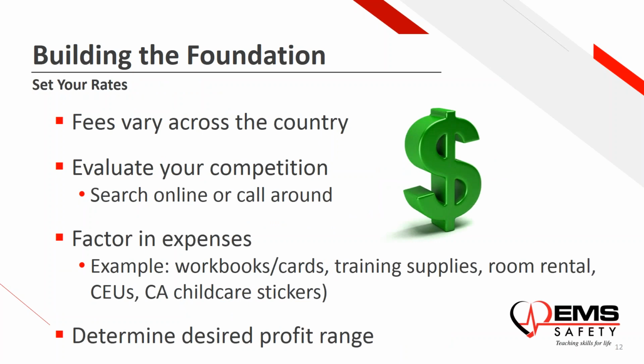All right, so let's talk about setting your rates, right? This is the big question we always get. How much do I charge my students? And unfortunately, there's not just a cut and dry answer for this. Classes across the country, the fees are going to vary. So where I'm from in Texas, the going rate for a class is usually about $20, maybe $30 a student. Whereas where I lived in California, combination classes were going for upwards of $100.